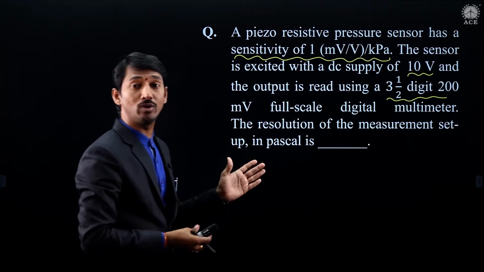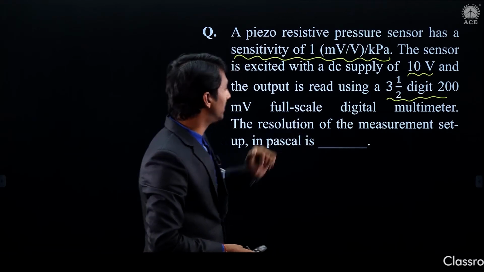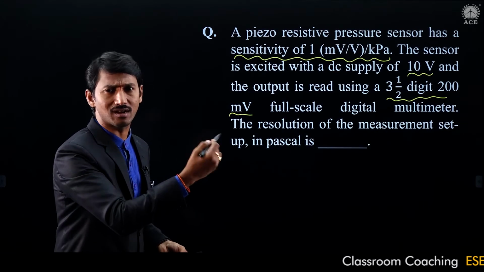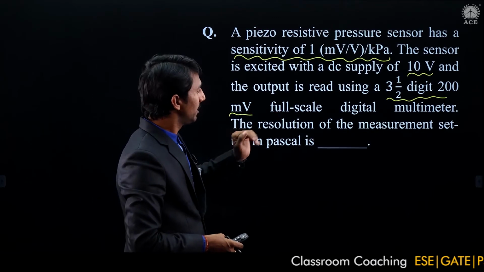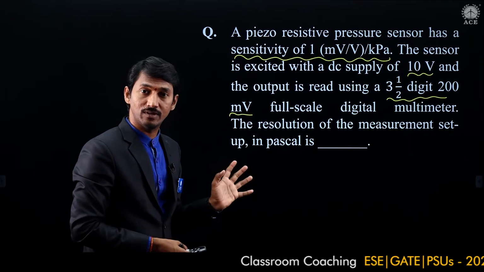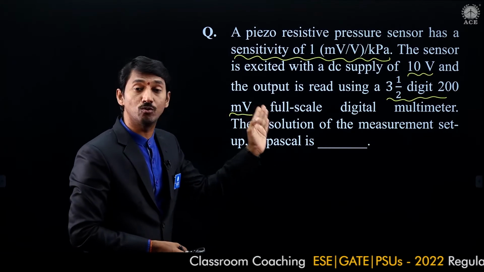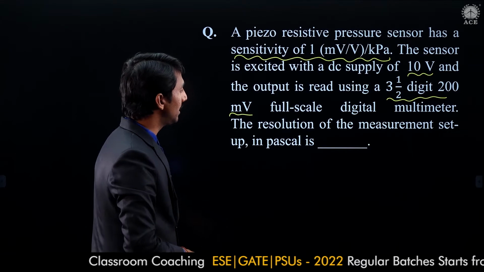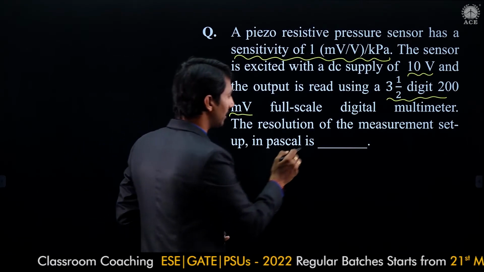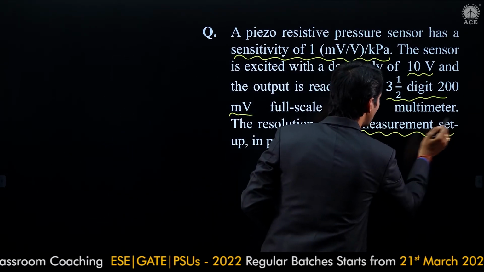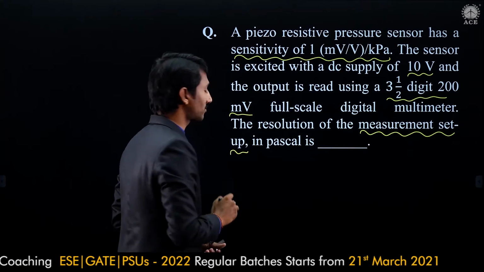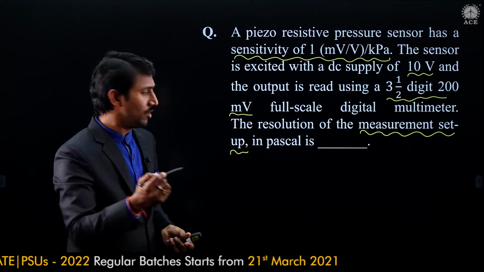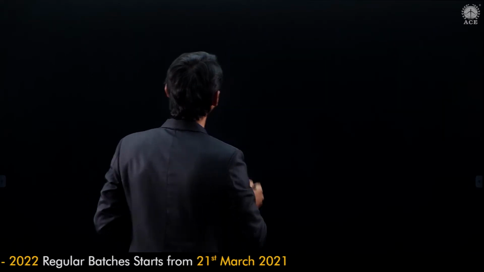3.5 digit, nothing but output is read using a 3.5 digit 200 millivolt digital multimeter. 200 millivolt, that is a range, that is full scale. They have used a 3.5 digit 200 millivolt full scale digital multimeter. Okay. The resolution of the measurement setup, be clear here. What is the resolution of the measurement setup in Pascals? Pascals he is asking. Okay, let us write the given data first.